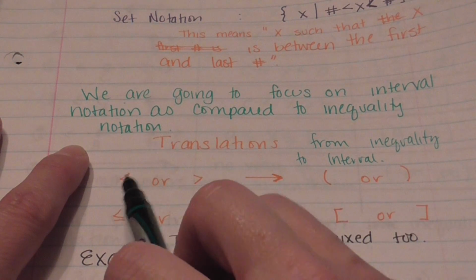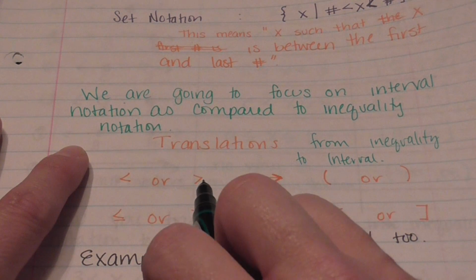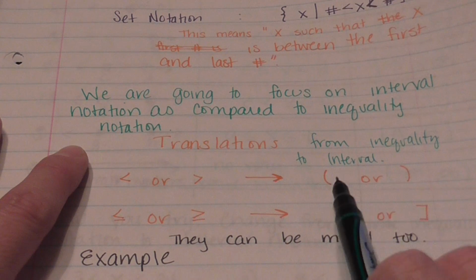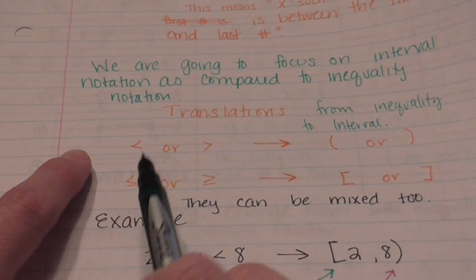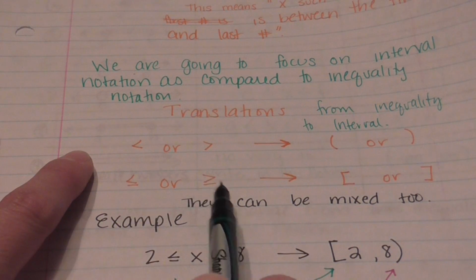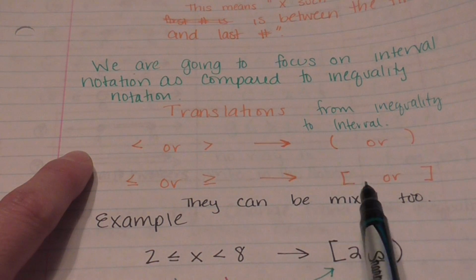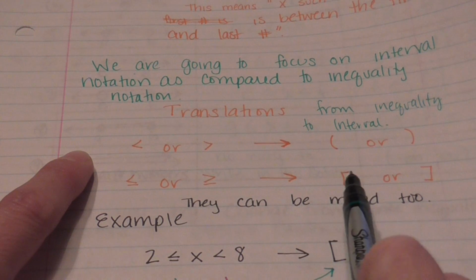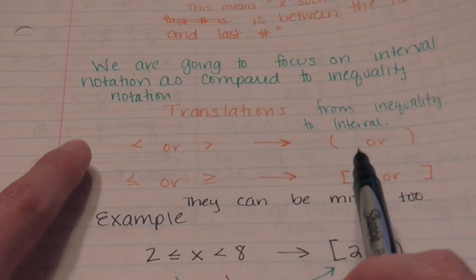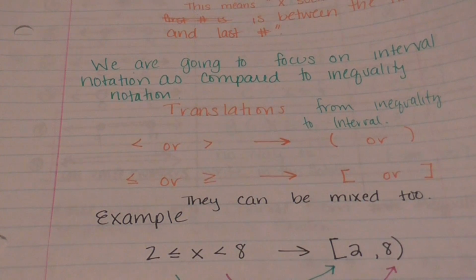So when you have a less than or greater than symbol that's not the or equal to part, you use parentheses on either end. This is less than or equal to, so when you've got the or equal to signs, you've got nice straight brackets. So to me, if you have a straight line underneath your symbols, you're going to have straight lines at the top and bottom of your brackets. Alright, and they can be mixed up too.